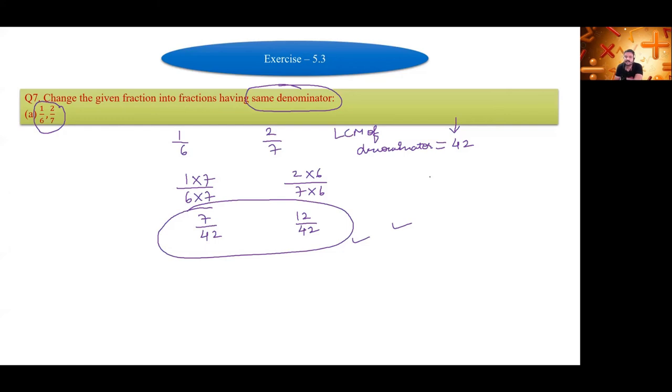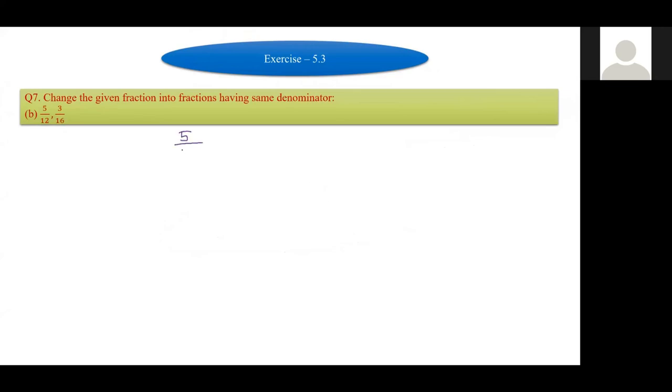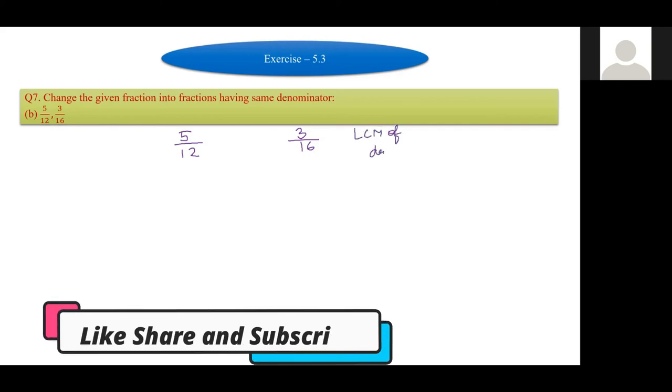Yes. Shlok, bolo agla. Agla answer aap doge. Yes, sir. Change the given fractions into fractions having the same denominator. So first we'll take 12 by 16. Beta, not 12 by 16. It is 5 by 12 and 3 by 16. Can you see the screen? Yeah, sir, I was telling the fraction of prime factorization. Okay, you were telling the answer. Okay, fine. No issue. But we will first take the two. Sir, wait, I'll solve it.